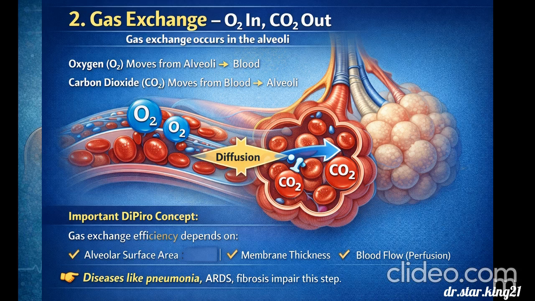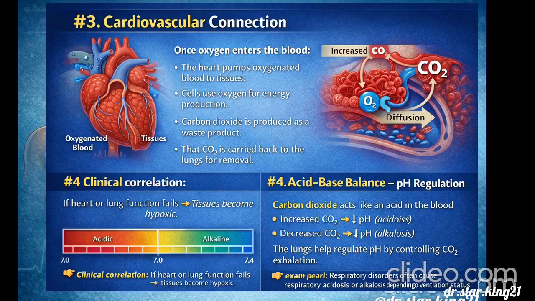The next function is gas exchange: O2 in, CO2 out. Now focus on the center image showing alveoli. Gas exchange occurs in the alveoli. Oxygen moves from alveoli to blood, and carbon dioxide moves from blood to alveoli. This process happens by diffusion. Important concept: gas exchange efficiency depends on alveolar surface area, membrane thickness, and blood flow, which means perfusion. Diseases like pneumonia, ARDS, and fibrosis impair these steps.